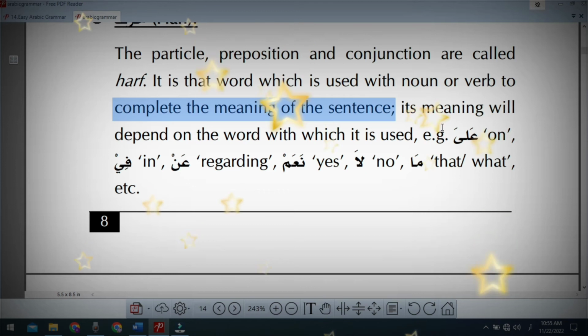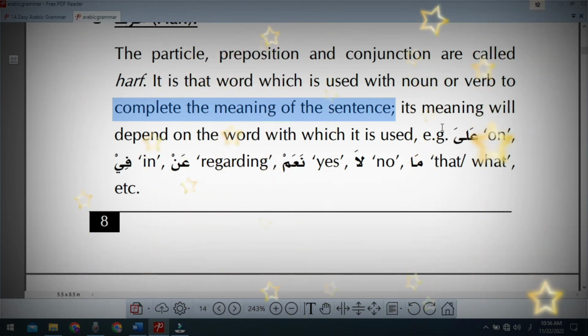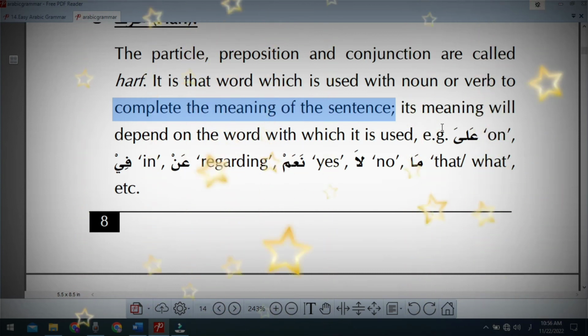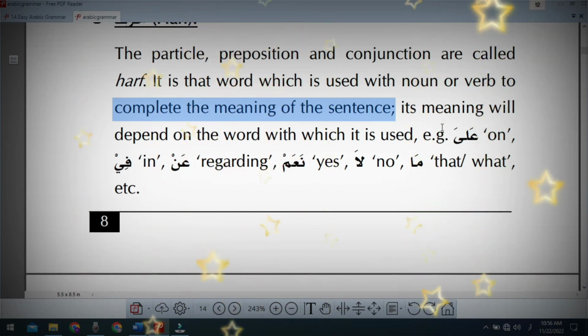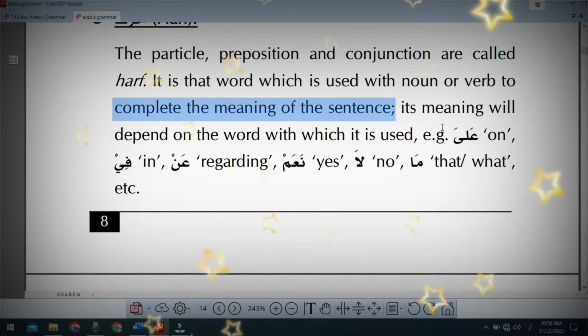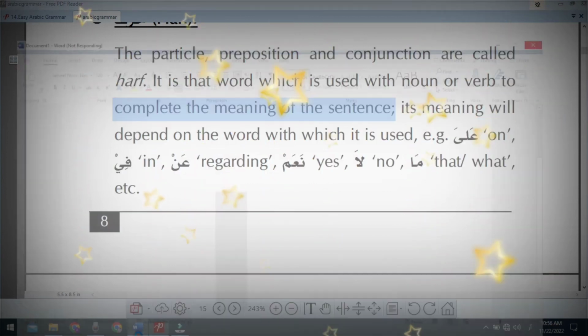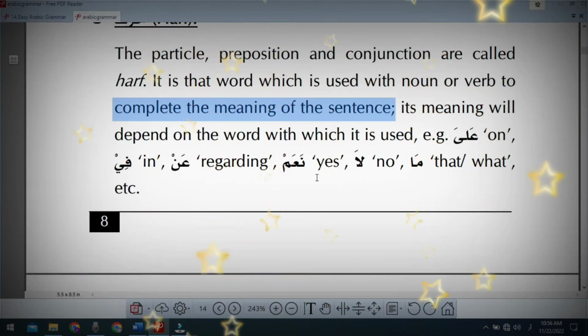The meaning of the harf will depend; the harf is dependent on others. The meaning of the harf depends on other words with which the harf is used. For example, if we use it with a verb, the meaning will change. And if we use it with a noun, ism, the meaning will change. So the meaning of the harf depends on the word with which we are using the harf.